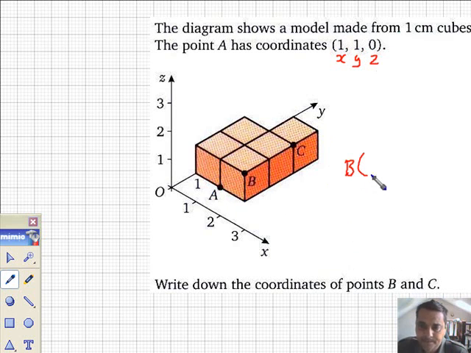Now I've got to work out B. So this is B then. B goes 1, 2 in the x direction. Look, I've lined it up carefully. So 2 across, then we're going 1 in to get to this point here, and then we're also going 1 up to reach the point B. So it's 2, 1, 1. Point C, we're going 2 across, we're going 1, 2, 3 in, and we're coming 1 up in the z direction. And that's it really. It's quite good as a starter question.